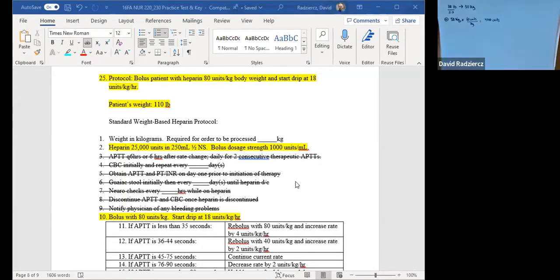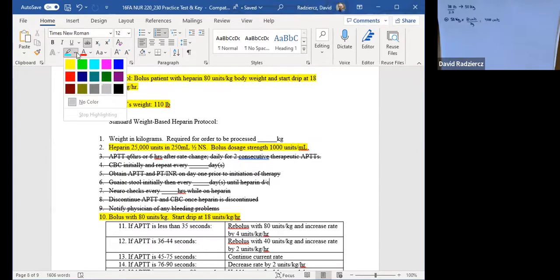So I have to go back to the protocol and find out what's available for my bolus dosage strength. One of the first things I look at is in step 2, it says heparin 25,000 units in 250 milliliters half normal saline. That's my IV. That is the information I need in order to calculate my flow rate, milliliters per hour. The bolus dosage strength is listed here as bolus dosage strength, 1,000 units per milliliter.